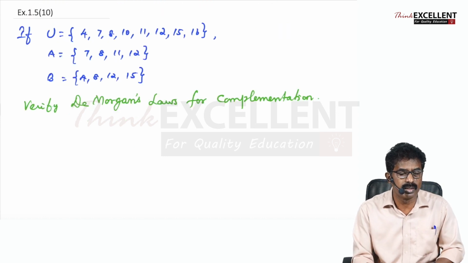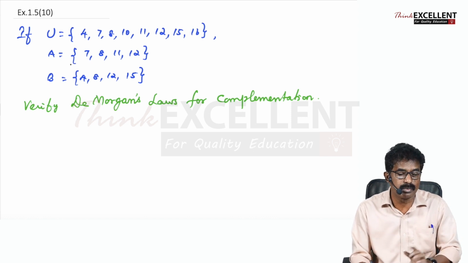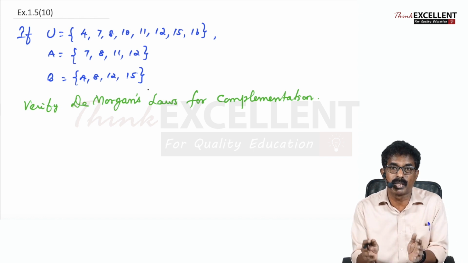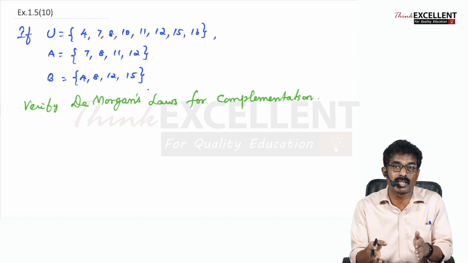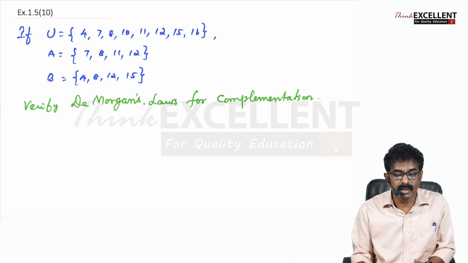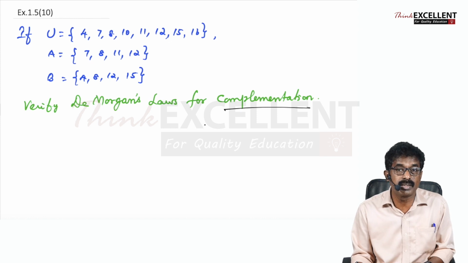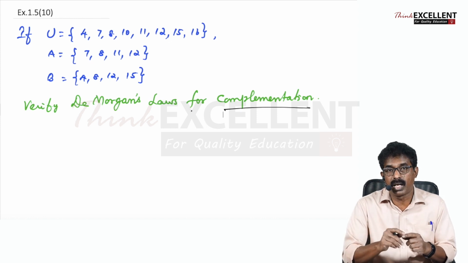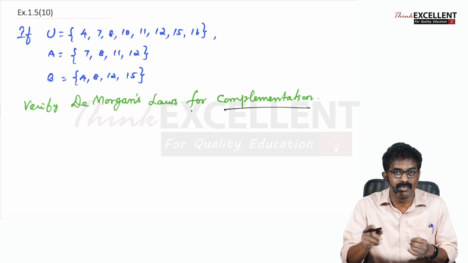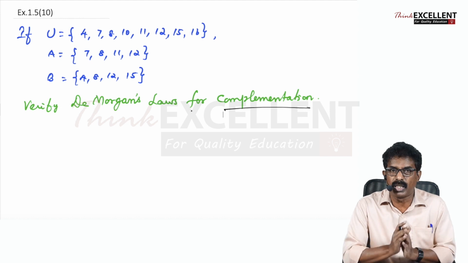See this question. Here, universal set given, A, B, 2. So everything given in roster form, so easily you can do. Only thing what you need, verify De Morgan's laws. So you must know what are De Morgan's laws, which De Morgan's law they expect here. Verify De Morgan's laws for complementation. Read the question very carefully. There are 2 laws. De Morgan law for complementation, De Morgan laws for set difference. For set difference, they give 3 sets, A, B, C, but here only 2, right?